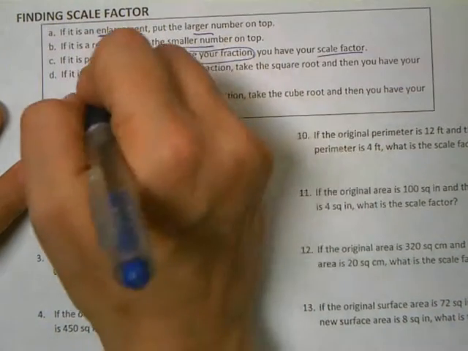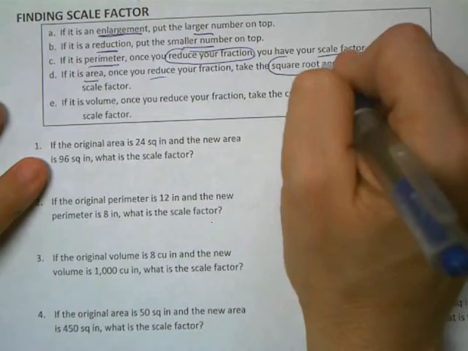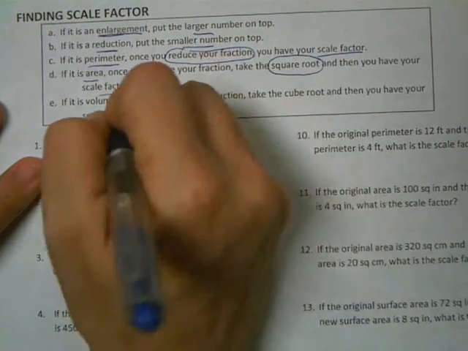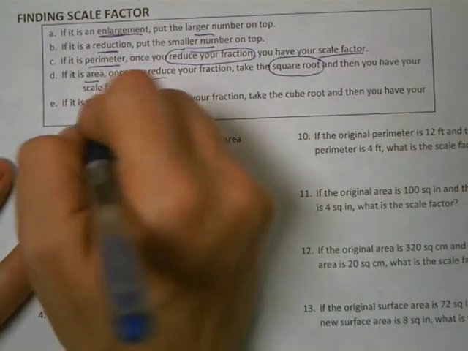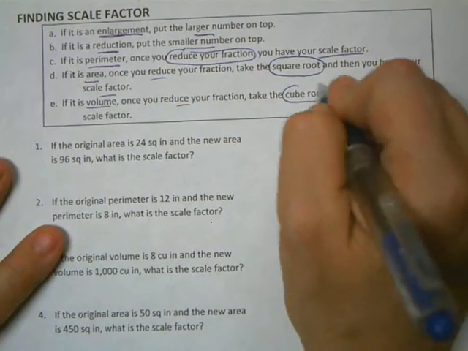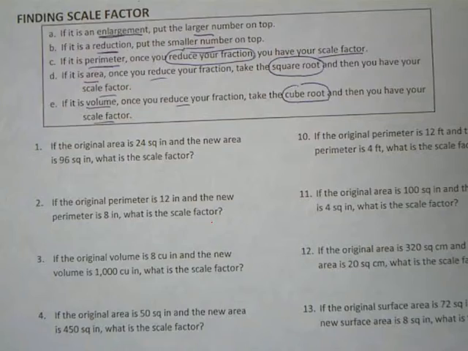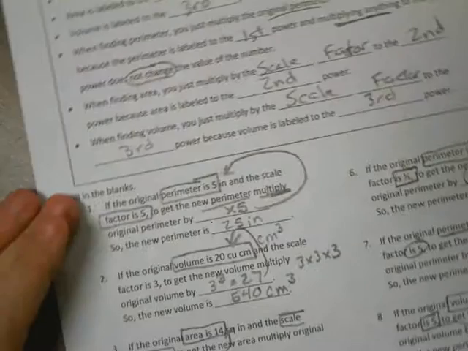If it's area, you have to reduce, but then you have to take the square root to find the scale factor. And if it's volume, you have to reduce, and then you have to take the cube root, and you have your scale factor. Let's work through a few of these, because basically it's the reverse of this side of the assignment.